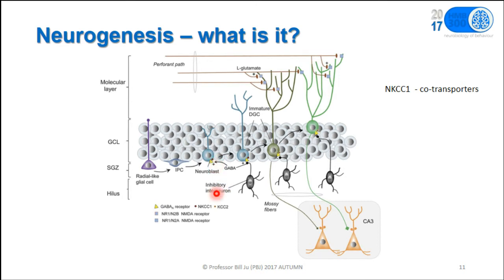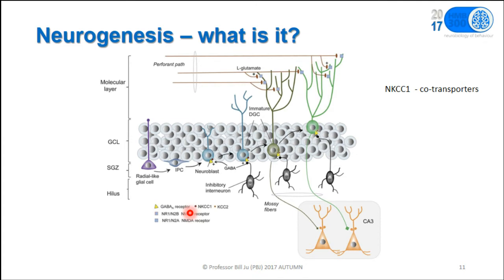Now, early in development, as you likely remember, one of the key factors that make GABA excitatory is the fact that we have a difference in the levels of ions inside the cell versus outside of the cell. And the reason why they're different inside and outside of the cell are due to all of these differently expressed co-transporters. And these co-transporters that you see here are NKCC1 as well as KCC2.